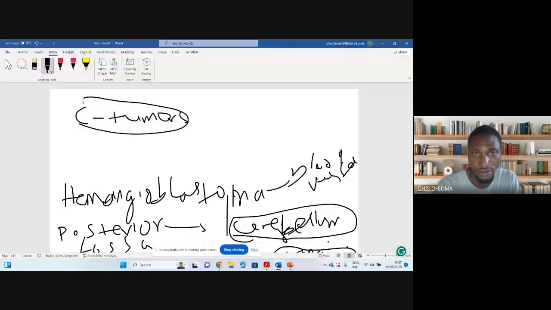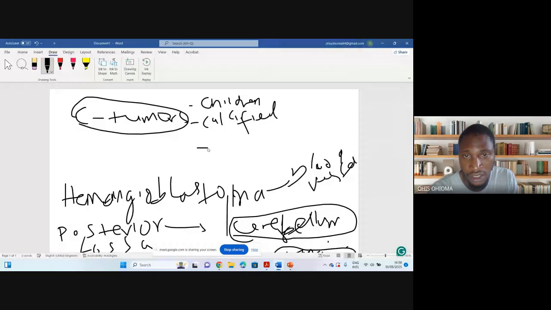Why do I call it the C tumor? The first thing I want you to know is that it's found in children. Very rarely do you find it in adults, mostly in children, right? The other thing you need to know is that it's often calcified. When you see it in an exam, it's usually calcified. And the next thing you need to know is that it has cholesterol crystals. These are the high-yield things you need to know for the exam.